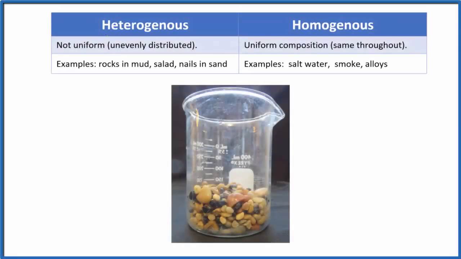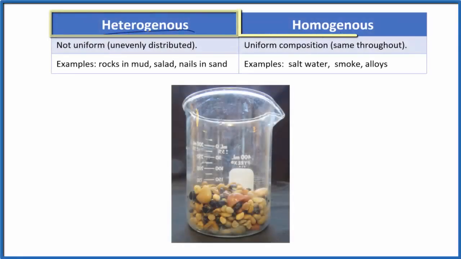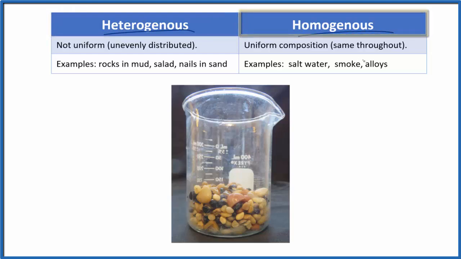To understand the difference between heterogeneous and homogeneous, we'll take a look at the definitions for each, some examples, and then give you some practice to make sure you get it. So for heterogeneous, we're talking about something that's not uniform. It's unevenly distributed. That means it's kind of in clumps. For homogeneous, though, it's the same throughout. It has a uniform composition.